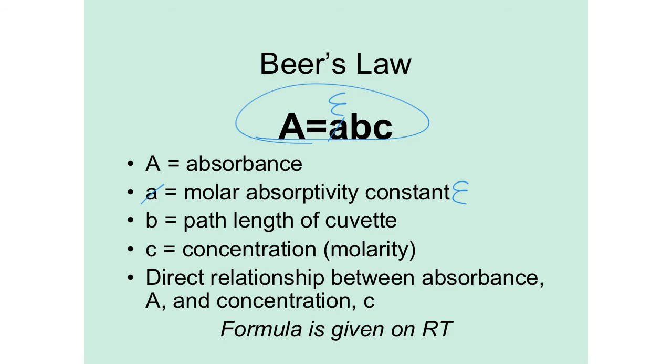A is the absorbance that we would measure. That is directly proportional to the concentration, which would be measured in molarity. B is the path length of the cuvette. Normally that is 1 centimeter. And the molar absorptivity constant, epsilon, that's something that we would have to calculate or be given.